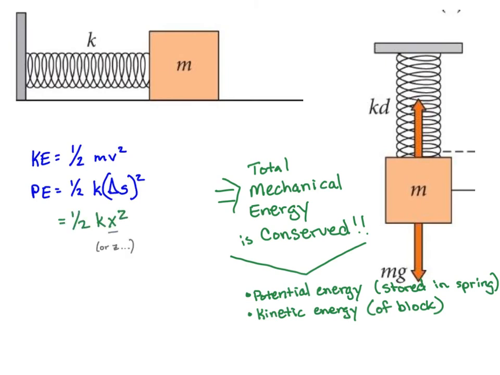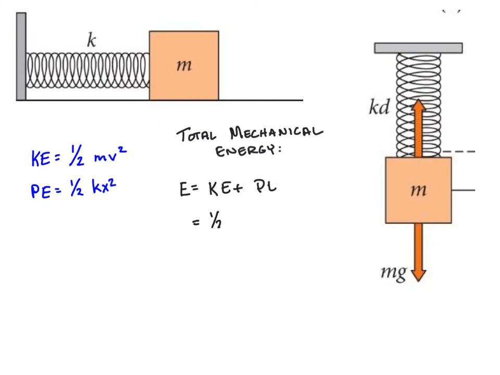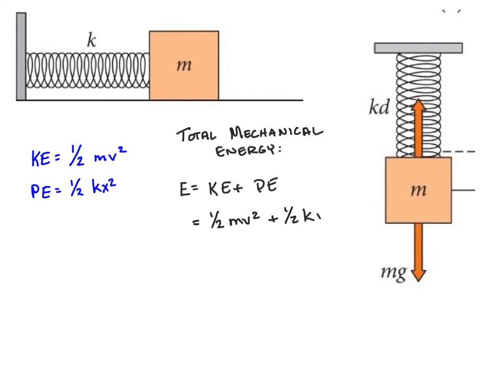Notice that the kinetic energy is associated with the actual movement of the block, the velocity, as well as its mass, while the potential energy is associated with the spring constant and the position of the block. The total mechanical energy then is E equals kinetic energy plus potential energy, or E equals 1/2 mv squared plus 1/2 kx squared. We notice that when the potential energy is 0, the total energy just equals the kinetic energy. Similarly, when the kinetic energy is 0, the total energy just equals the potential energy.